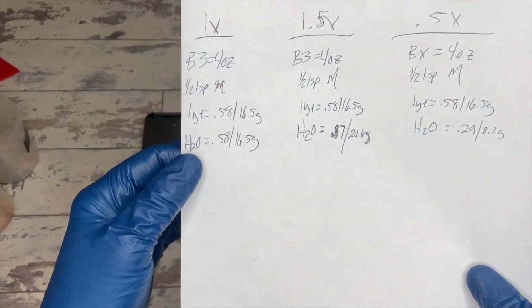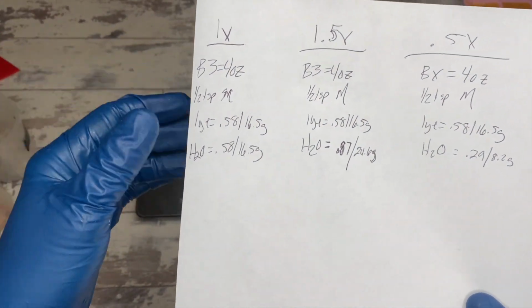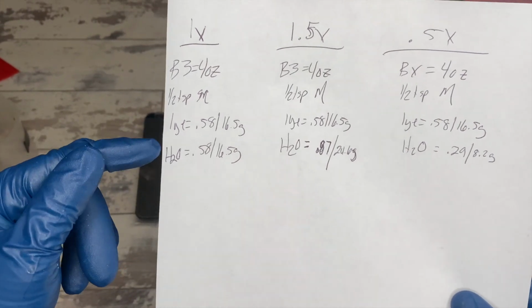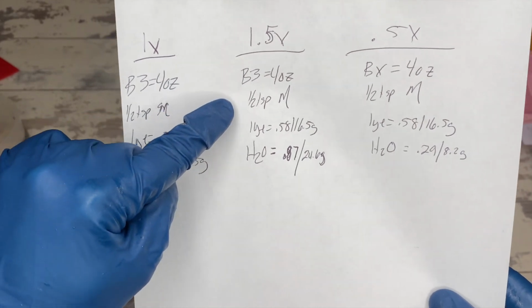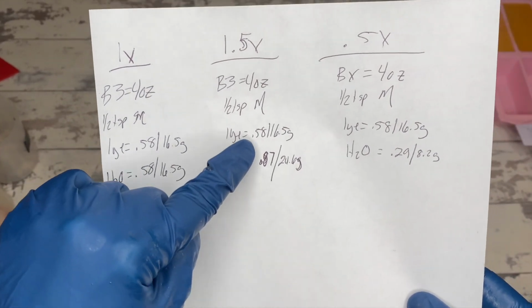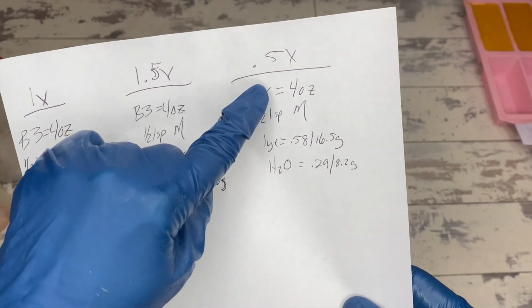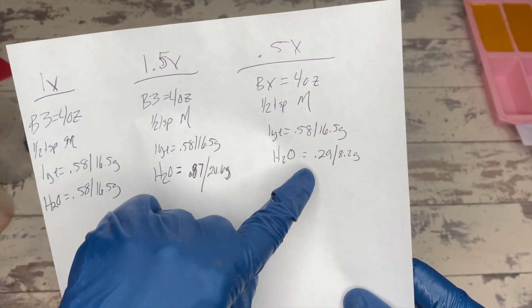Okay, so in the last video, we tested soaps with lye concentrations, or water at 2 times the lye, 3 times the lye, and 4 times the lye. And today, we're going to go backwards with it. We are going to test 1.5 times the lye, 1 time the lye, and 0.5 times the lye.